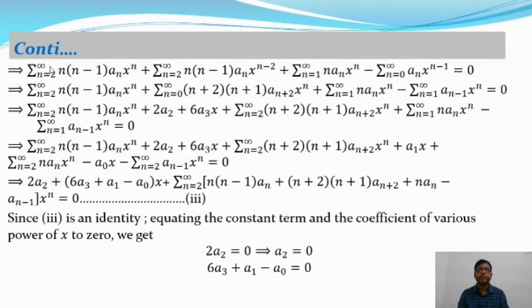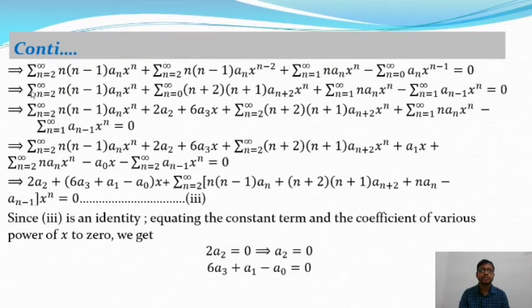Therefore from this we will get summation n = 2 to infinity n(n−1) an xⁿ plus summation over n = 2 to infinity n(n−1) an x^(n−2) plus summation n = 1 to infinity n an xⁿ minus summation n = 0 to infinity an x^(n+1) is equal to 0. In this equation, the first term will be divided into two parts. First part is this and second part is this.